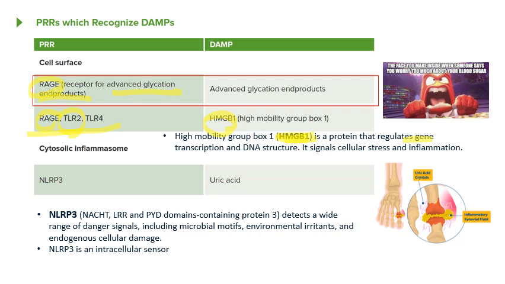Okay, all right. So these are actually on the cell surface. Of course, you have things on the cell surface, but you can also have PRRs inside your cytoplasm to recognize those damages. Okay. Now, so cell surface PRRs, important. Next, cytosolic PRRs.